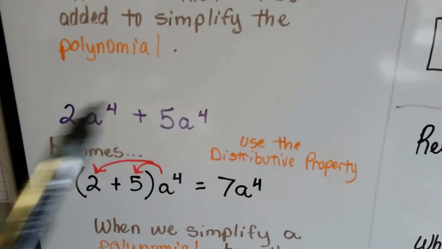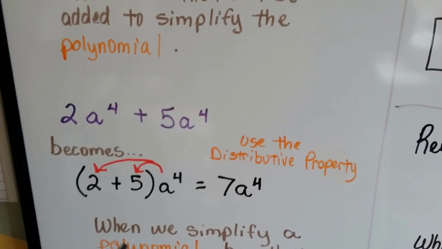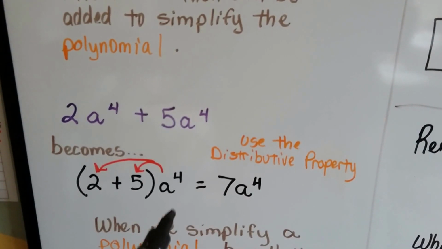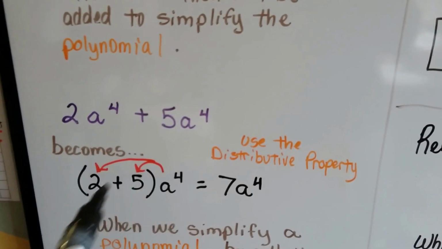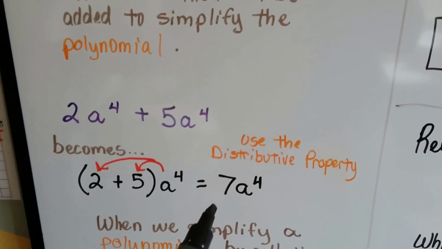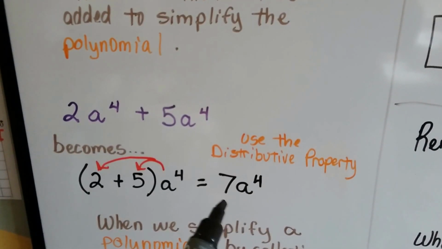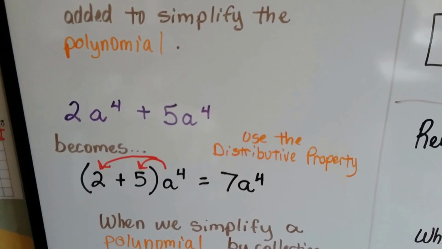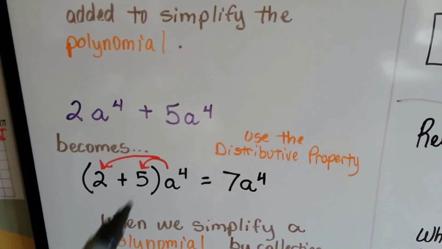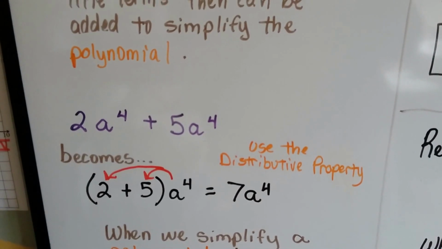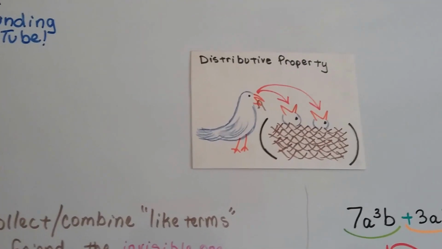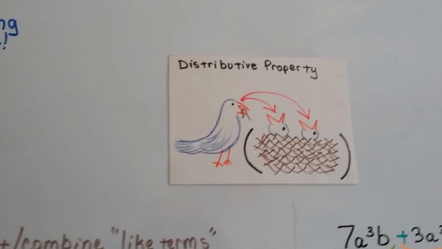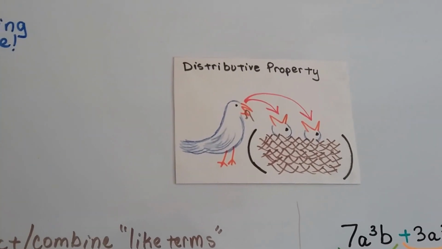So it'd be as if it was back to this original form, see? We'd go a to the fourth and give it to the 5, and a to the fourth and give it to the 2, see? That would give us 7a to the fourth power, see? So we got rid of one of these by writing it as a distributive property. You remember the distributive property, right? It was like the mother bird feeding her babies in the parentheses nest. Each one gets a turn, okay?